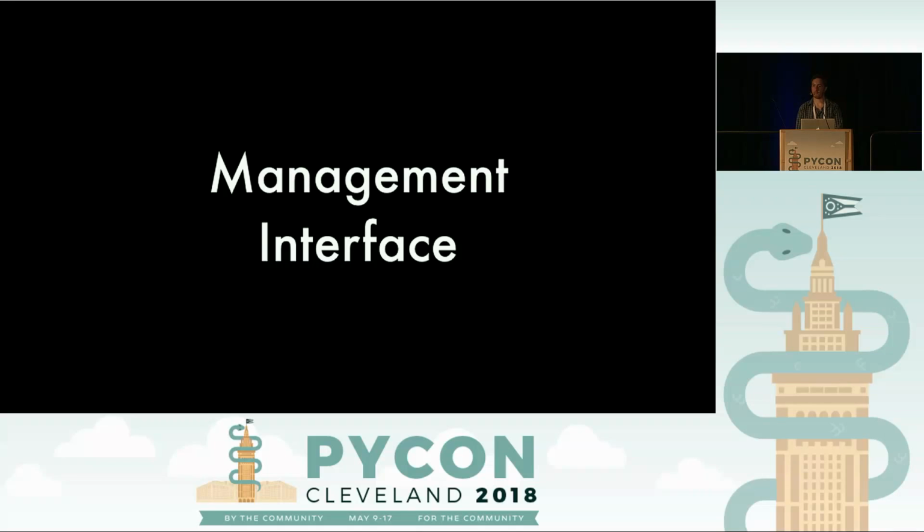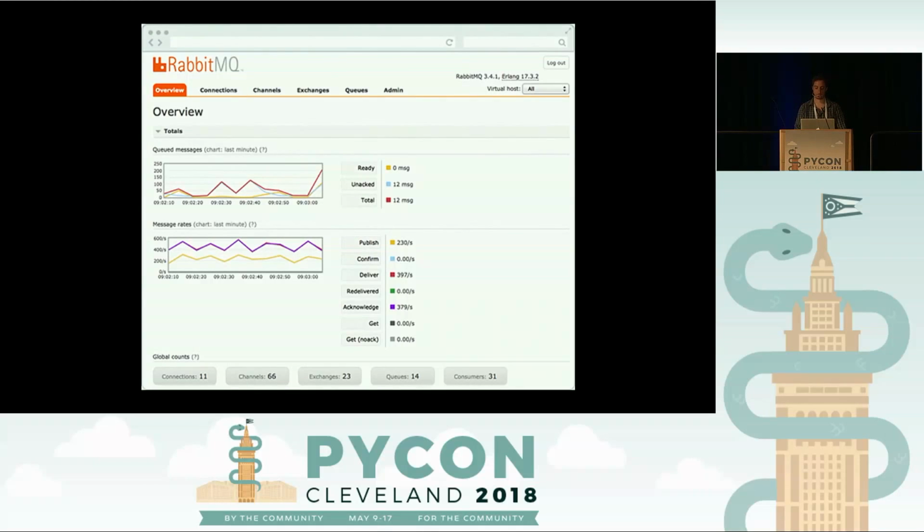RabbitMQ also ships with a very handy management interface. It shows the status of all connections, exchanges, and queues in real time. In a default installation, it is reachable on port 15672. And personally, I found it extremely useful, and I highly recommend taking a look at it if you have RabbitMQ installed on your machine or server.